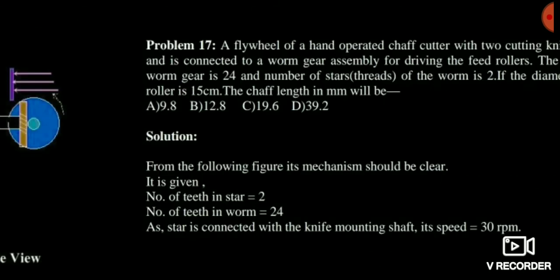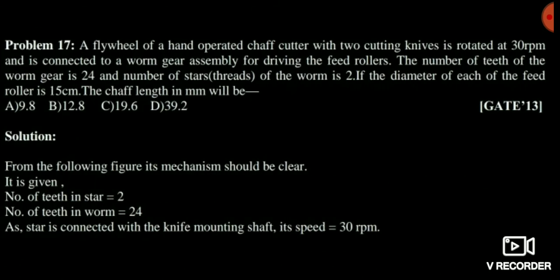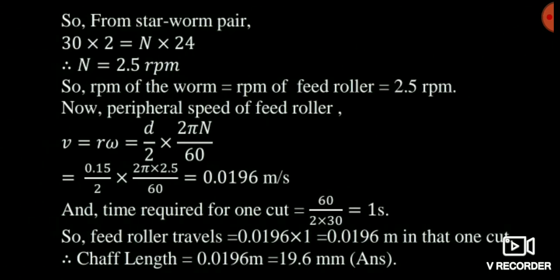Now you see the question, you have to calculate the chaff length in mm. Friends, we have calculated the velocity of the feed roller, and we have calculated the time also. We get the time as 1 second, and velocity also we have got. So length is equal to velocity into time, or otherwise velocity is equal to length by time. This is the simple formula. So time is 1 second, so length is equal to velocity, that is 0.0196 meter. So this is the solution.